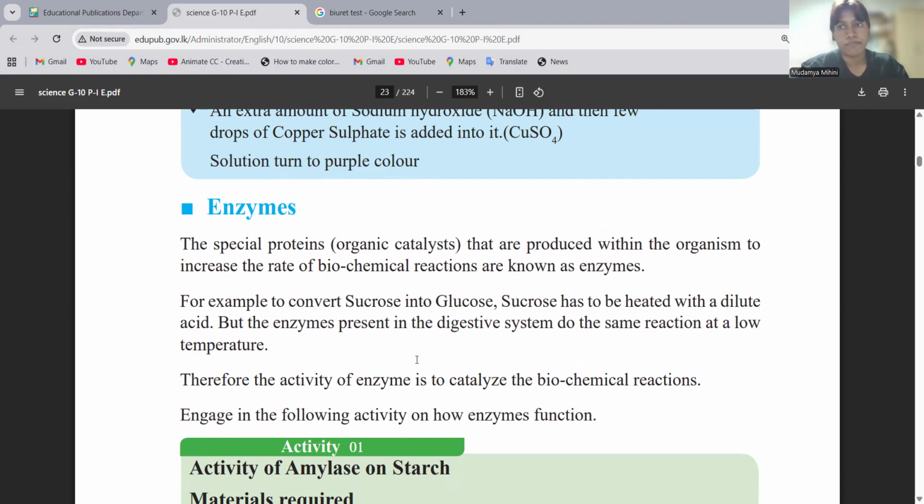So in the enzymes, what we are gonna see is, oh, sorry about that.